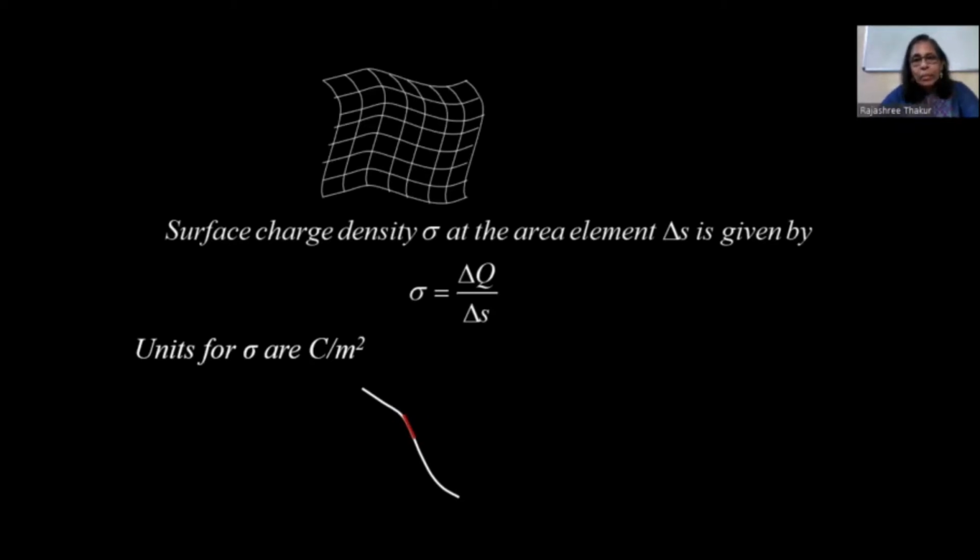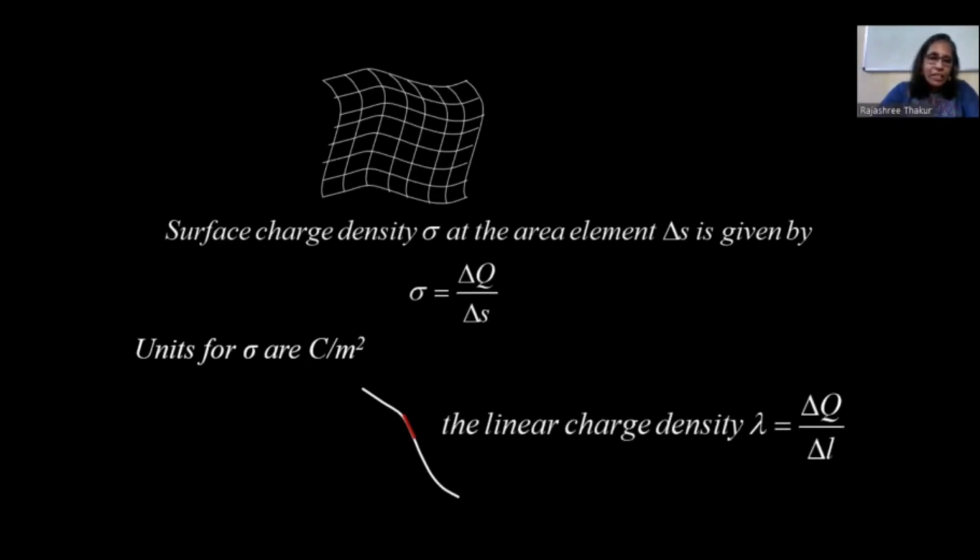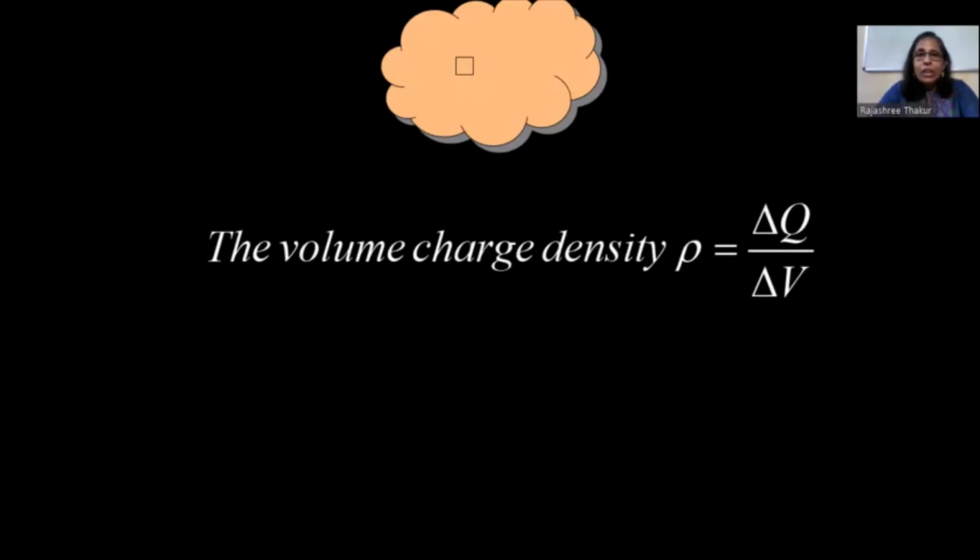Let us consider now linear charge distribution and consider a small length element, say delta L. Let the charge on it be delta Q. If I use a symbol for linear charge density as lambda, then linear charge density will be equal to delta Q by delta L. What are the units for linear charge density? Coulomb per meter. Similarly, if I consider a volume and a small volume element there, then the volume charge density rho equal to delta Q by delta V. What are the units for volume charge density? Coulomb per meter cube. Right?